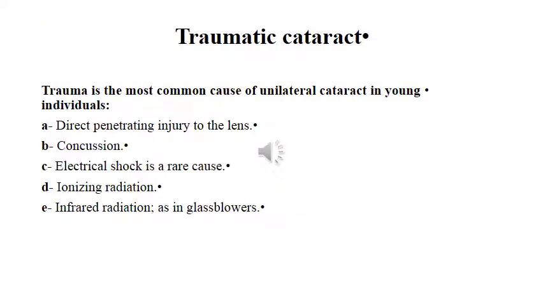Traumatic cataract is the most common cause of unilateral cataract in young individuals. So what are the mechanisms of traumatic cataracts? Either direct penetrating injury to the lens, it's either a concussion or blunt trauma, could be due to electrical shock or ionizing radiation, or even infrared radiation, which is part of the rays of the sun.